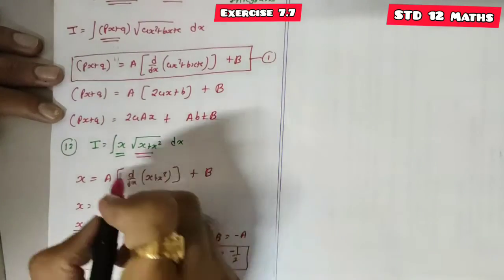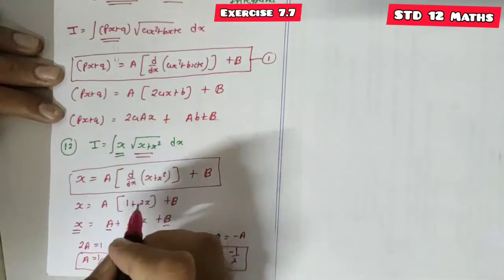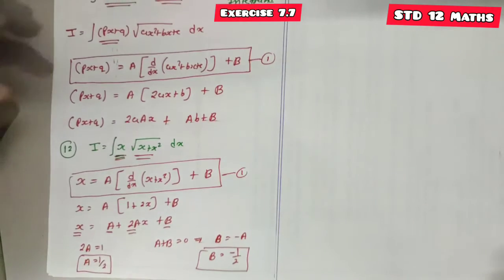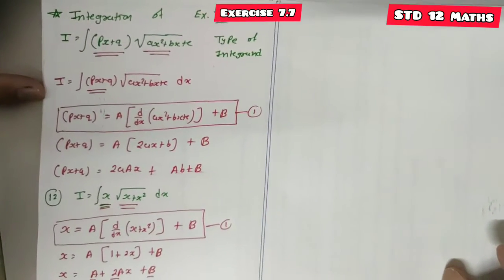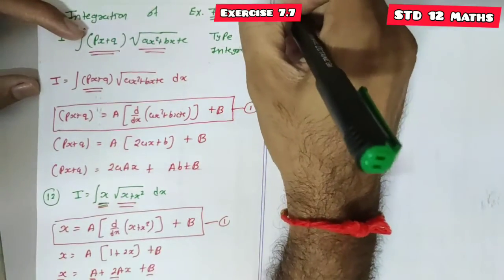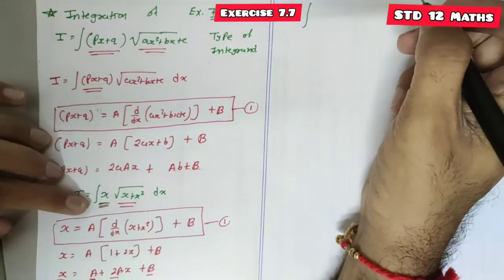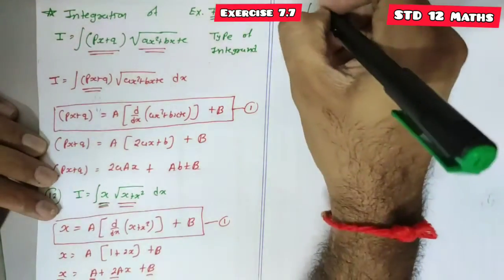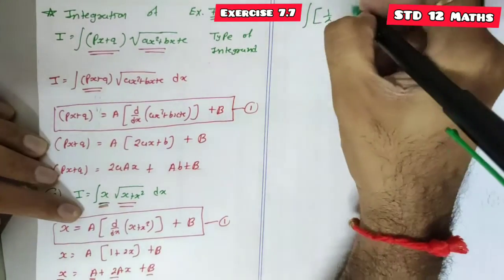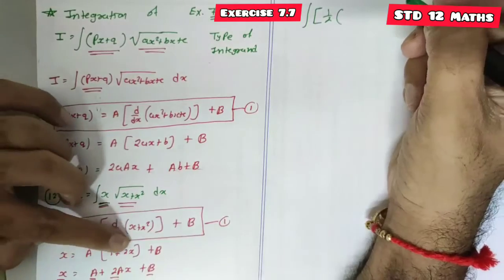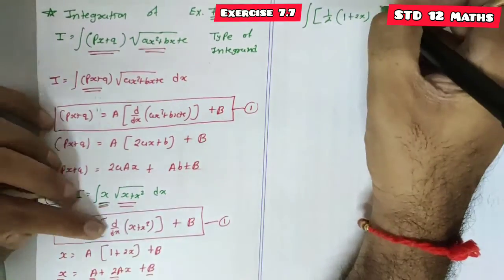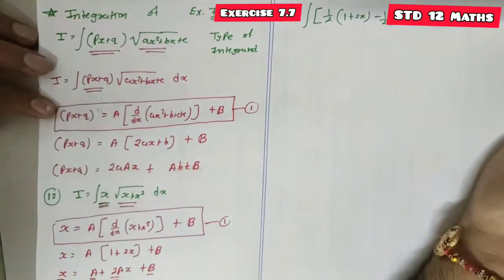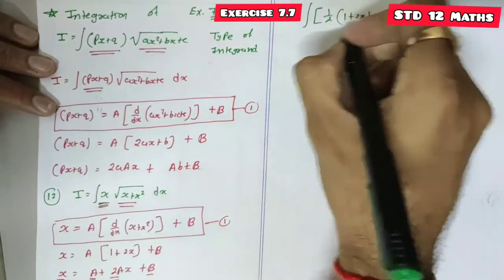Put these values of a and b in this equation. This is the replacement for x. Done. So now our integration I is integration of x, or x is a, and what is the value of a? 1 by 2. So a is 1 by 2 into 1 plus 2x plus b is minus 1 by 2, so minus 1 by 2 dx. Done. Open this bracket and separate this integration.